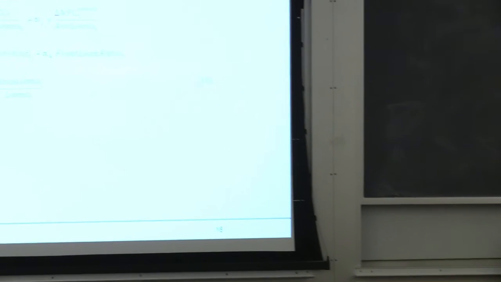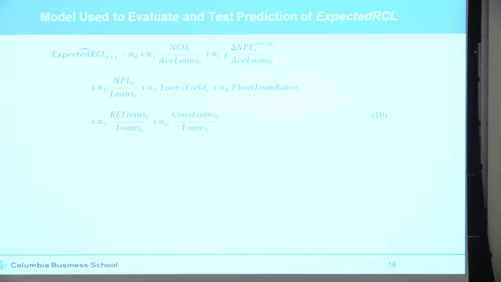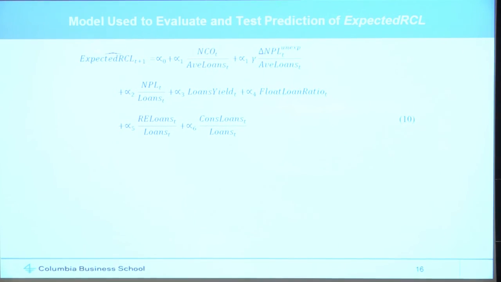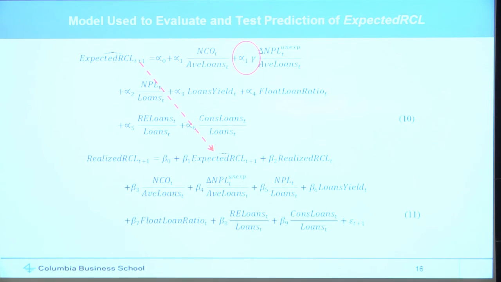Now the question, that's sort of just the setup. Let me tell you what we then do. We say, okay, so we've got this measure now of expected rate of credit losses. How well does it actually predict the realized credit losses themselves in the next period? So we take those calculations and the estimates of the coefficients, and we actually calculate for each bank for each period what the expected rate of credit losses would be. And then we use it to try and predict in the future how well it actually did.